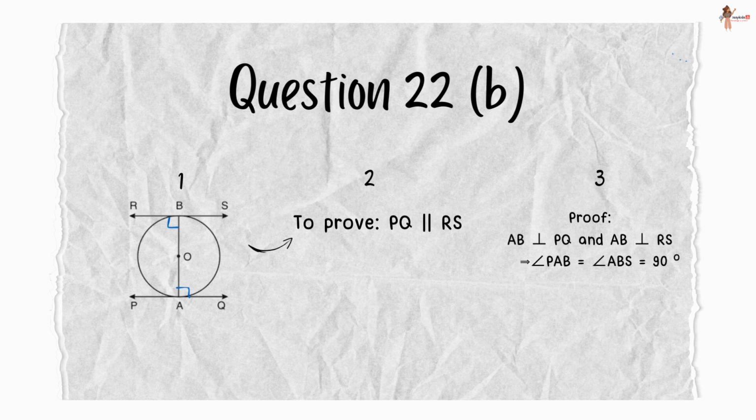Now these are alternate angles and both are equal to 90 degrees. Now when alternate angles are equal, the lines are parallel to each other. Therefore PQ is parallel to RS.